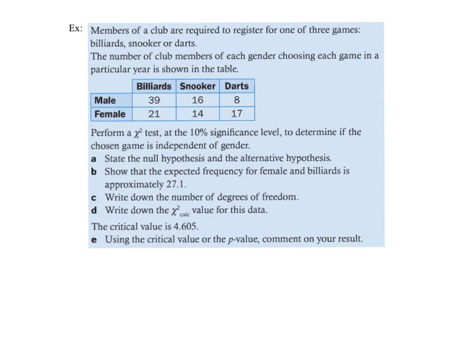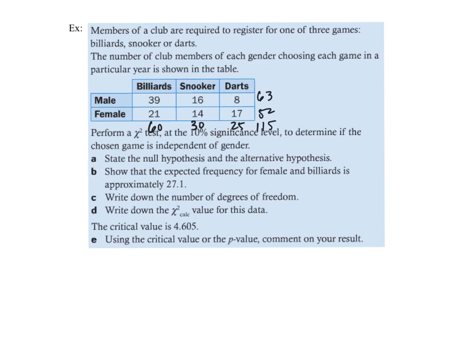So if we total each column, we would get 60 and 30 and 25, and then total each row, we get 63 and 52, and then the grand total of people would be 115. Okay, so what we're going to do is perform a chi-squared test at the 10% significance level to determine if the chosen game is independent of gender. So you might have a suspicion how it's going to turn out. Let's see if the math backs up your suspicion of what you think is true.